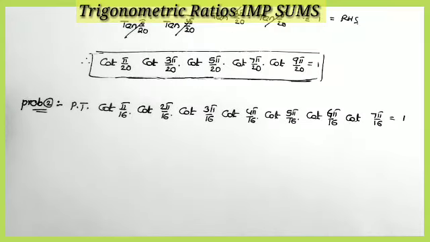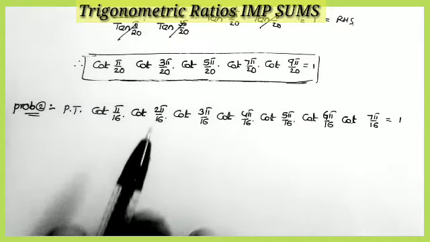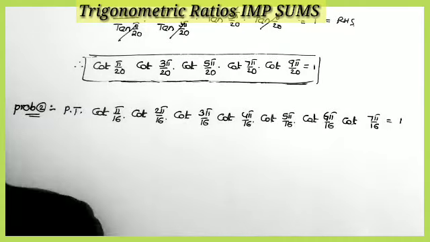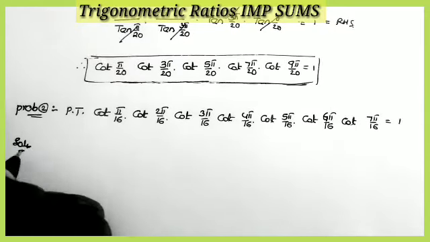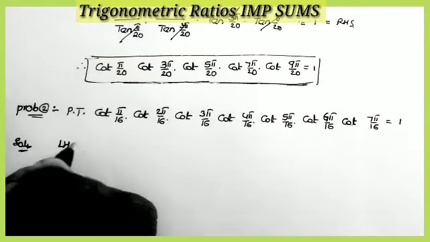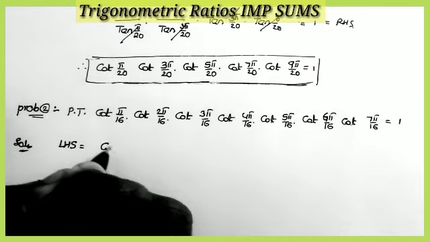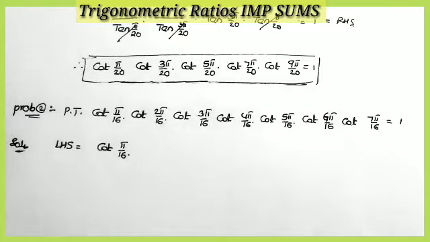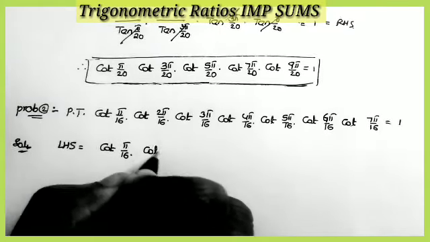Okay, see the next problem. Prove that cot pi by 16 into cot 2 pi by 16 into cot 3 pi by 16 into cot 4 pi by 16 into cot 5 pi by 16 into cot 6 pi by 16 into cot 7 pi by 16 is equal to 1. The same procedure, same logic. Here also we have to show that this value is equal to 1.